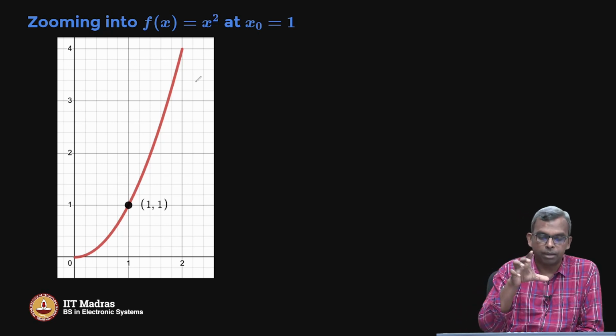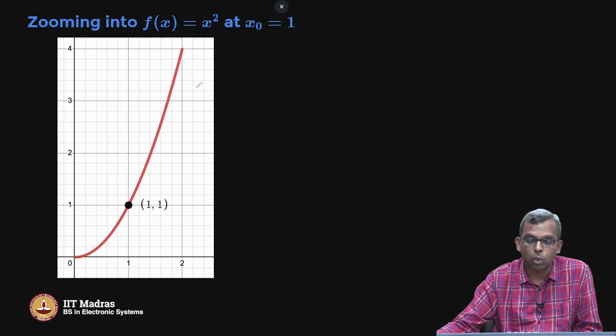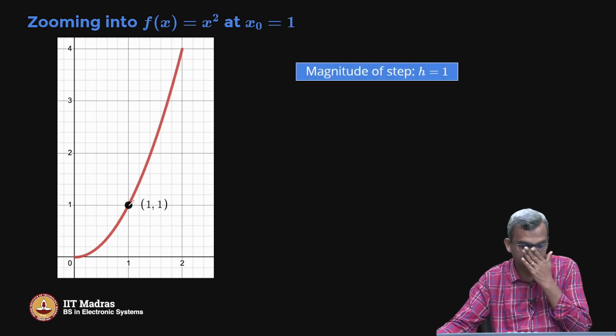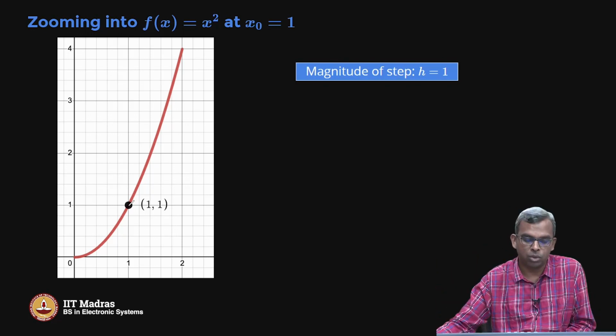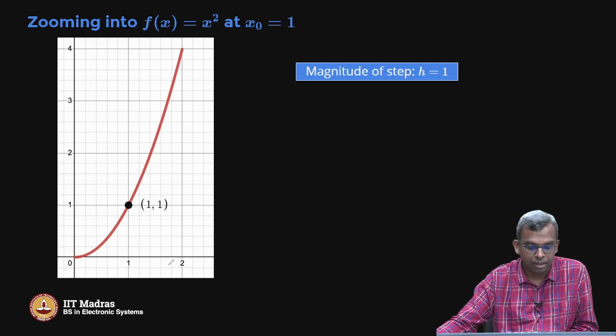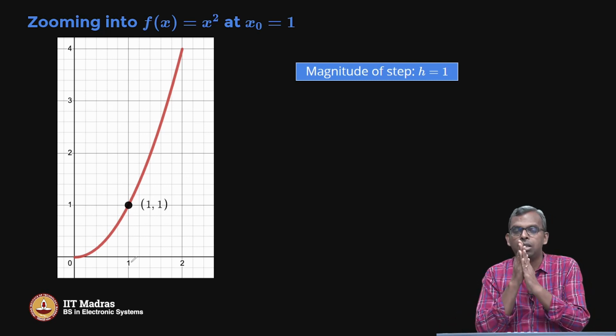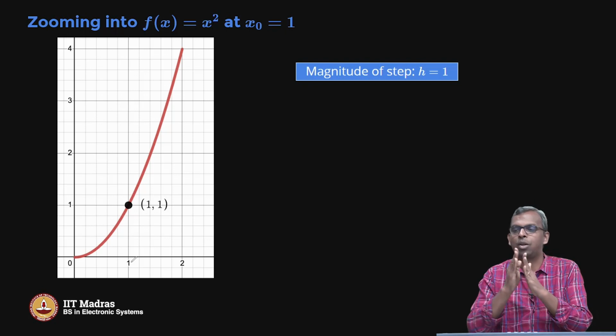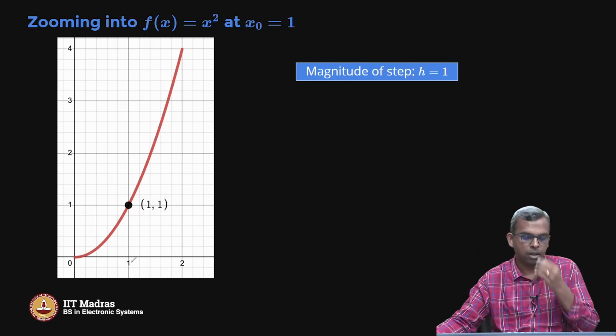I have zoomed into the graph of this function around x naught equals 1, and the step on either side is 1. What do I mean by that? The magnitude of the step is h equals 1. On the right side I go from 1 to 2, and on the left side I go from 1 to 0. I look at the graph only in this interval, 0 to 2. So in that part, how does the graph behave?